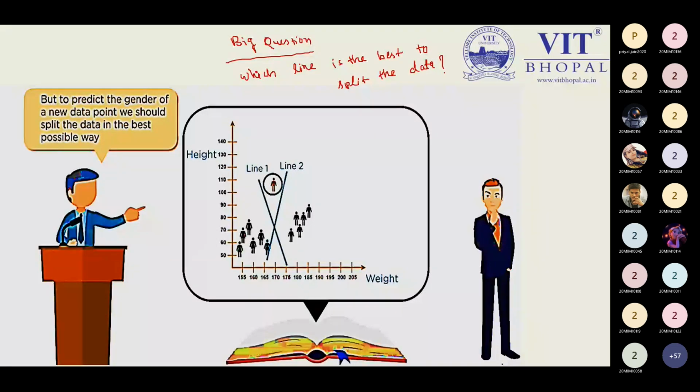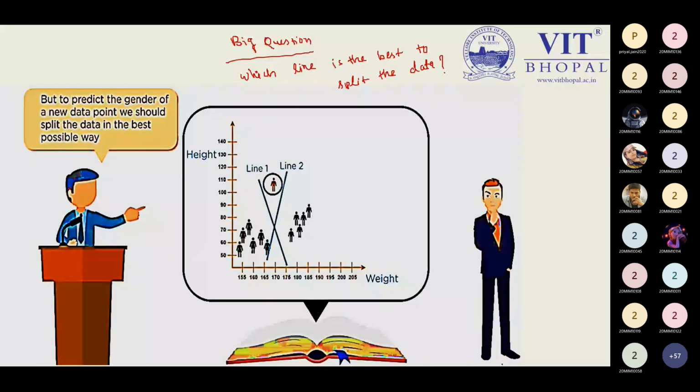To predict the gender of a new input data point, we should split the data in the best possible way. So you are asking me, sir, should we choose line 1 or line 2, and why? There is a specific reason, and we have to use the technical term properly. We have to understand this part properly in the SVM, the support vector machine. Step by step I will tell you, but this is the first point we have to understand. If I categorize my data into two classes by choosing the appropriate line, why am I saying this line is better than the other lines? That is a big question. To understand this point, we have to move to the next slide.